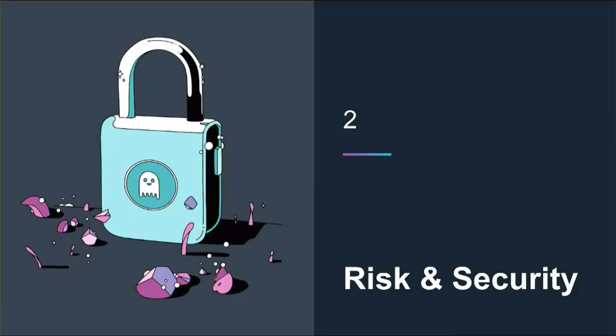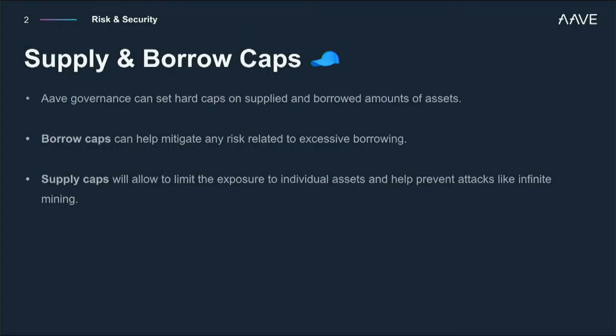In terms of risk and security, there is a bunch of new things that the governance can enact to keep the protocol a lot safer. The first two are supply and borrow caps. These two are pretty easy to understand. There are limits that can be placed on individual tokens on the supply or the borrowing side. So the user can only supply or borrow up to a certain amount.